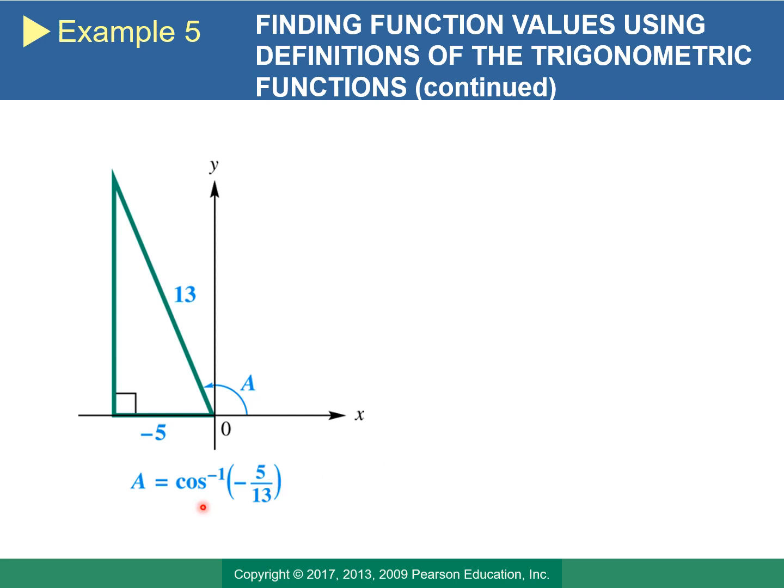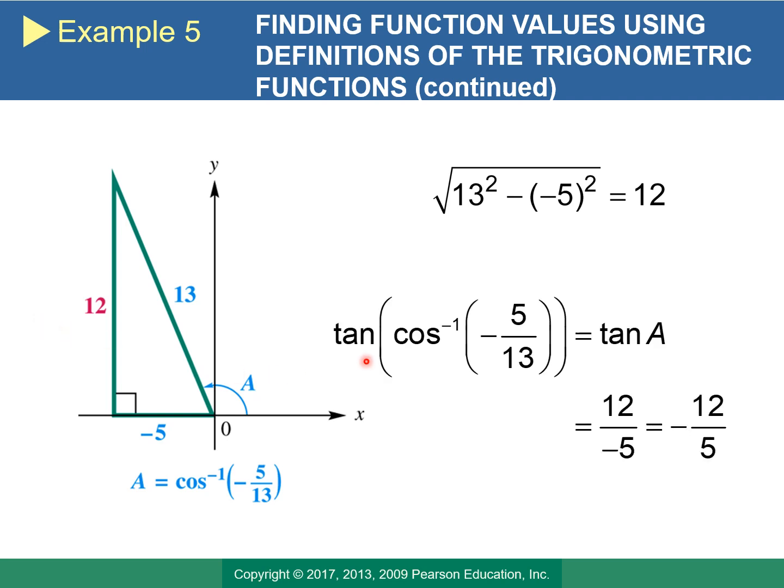Based on the fact that cosine is negative 5/13, and cosine is adjacent side over hypotenuse for our triangle, we fill in our given values, and then use the Pythagorean theorem to find our opposite side, which is 12. The question was, what is tangent of this angle A? Tangent is just opposite over adjacent, so negative 12/5.